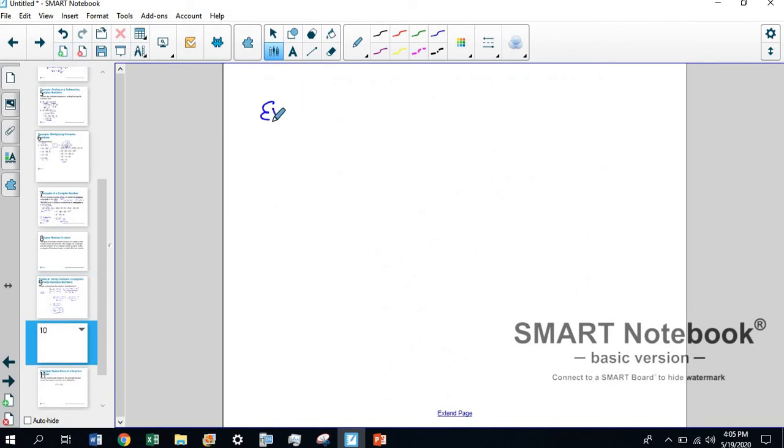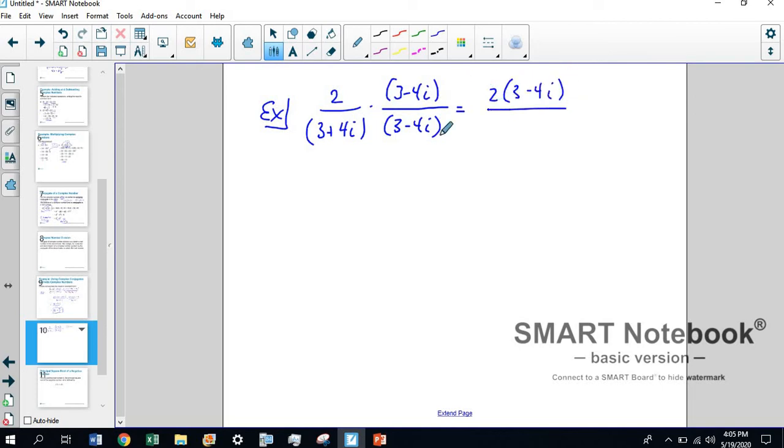Okay, and so a second example here would be 2 divided by 3 plus 4i. Still what we're going to do is multiply by the conjugate, top and bottom, 3 minus 4i, 3 minus 4i. And so this 2 will get distributed here in just a minute. This guy is FOILed out. You get 9 minus 12i plus 12i minus 16i squared.